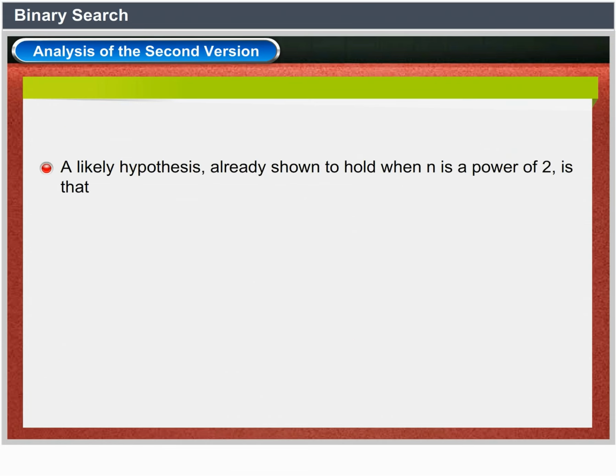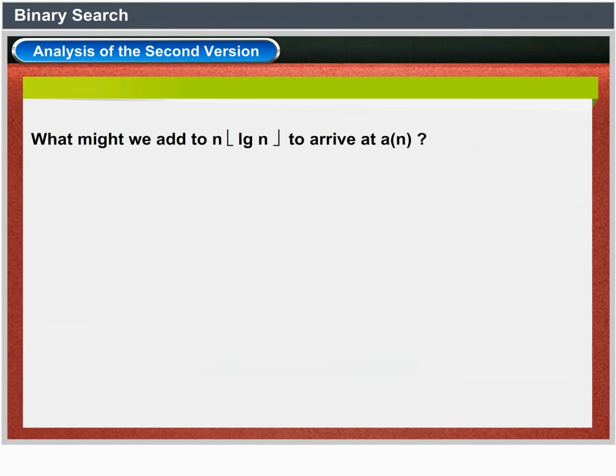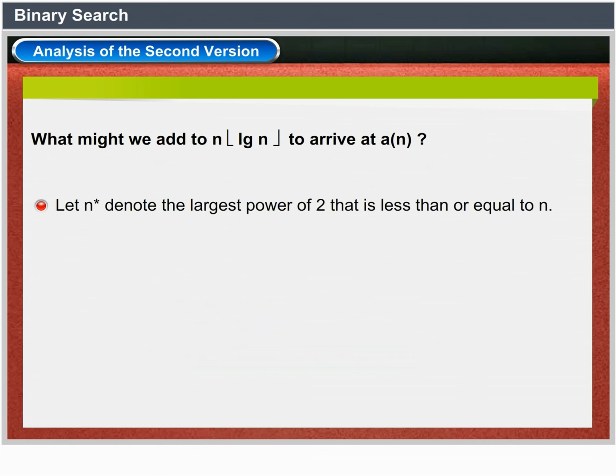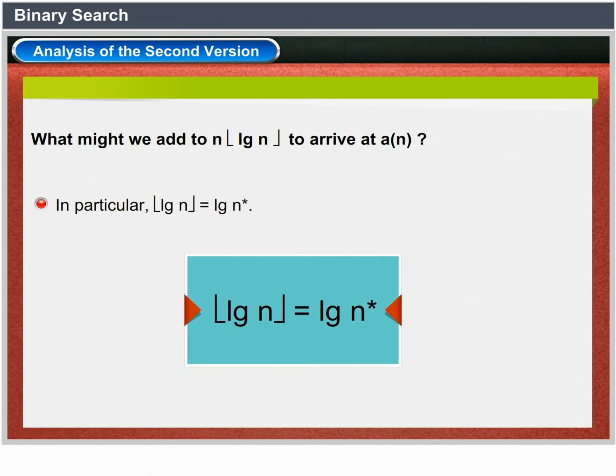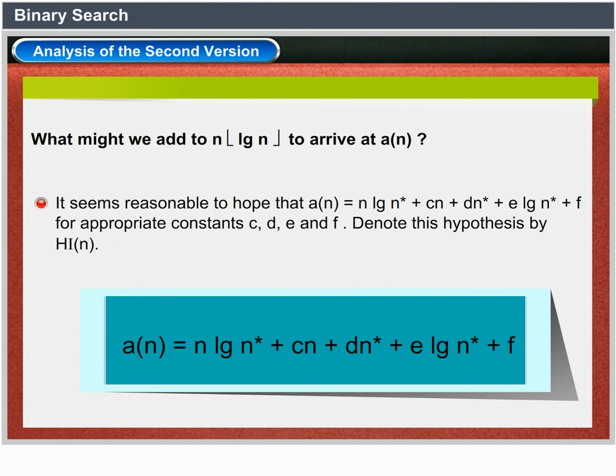A likely hypothesis already shown to hold when n is a power of 2 is that n floor(log n) <= a(n) <= n ceiling(log n). What might we add to n floor(log n) to arrive at a(n)? Let n* denote the largest power of 2 that is less than or equal to n. In particular, floor(log n) = log n*. It seems reasonable to hope that a(n) = n log n* + cn + dn* + e log n* + f for appropriate constants c, d, e and f. Denote this hypothesis by HI(n).